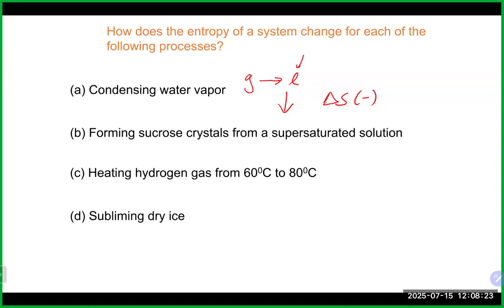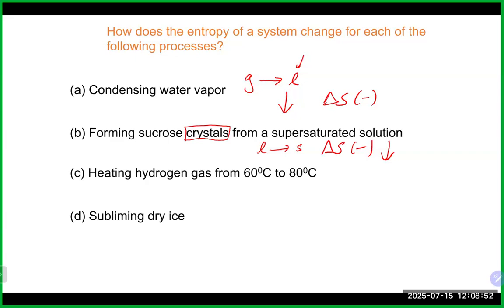Forming sucrose crystals from a supersaturated solution. A crystal here is a very ordered arrangement. You're essentially going from liquid to solid, and that again is creating a lot more order, a lot less disorder, and that will mean we would see the entropy decrease, and again, the delta S here would be more negative.